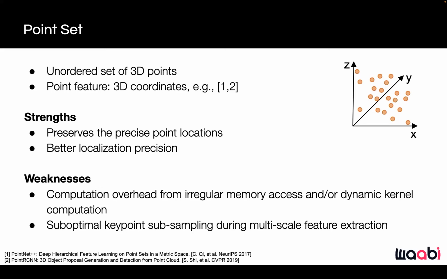The drawback of this representation mainly lies in its point-wise feature learning. It creates a significant computation overhead from the irregular memory access and dynamic kernel computation. Computation cost also grows linearly with the point count, which can be a burden when we have multiple LiDAR sensors or aggregate multiple sweeps from the past.